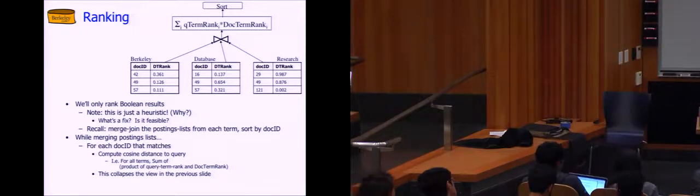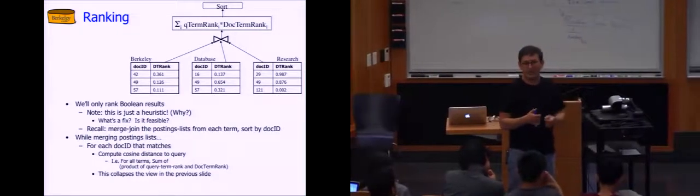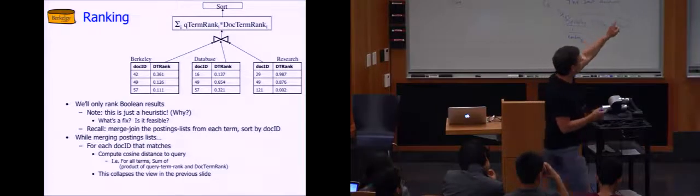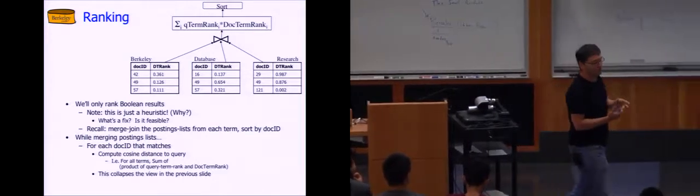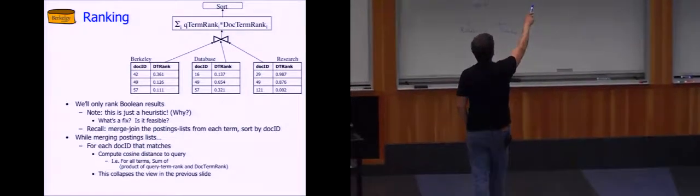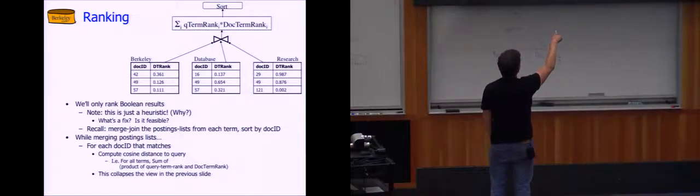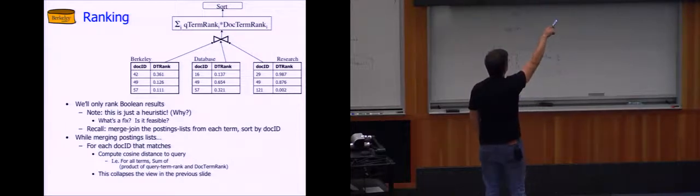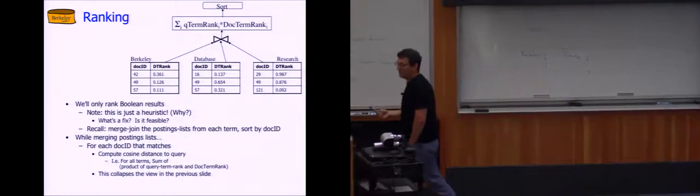And then that would catch documents that contain subsets of these terms. Right? But right now it's a heuristic that we're just looking at documents that have all of the terms. All right? So you can augment this if you want. That's the fix. Merge join is fast. Computing the cosine while you're merge joining is easy. And then the last thing you have to do is sort.